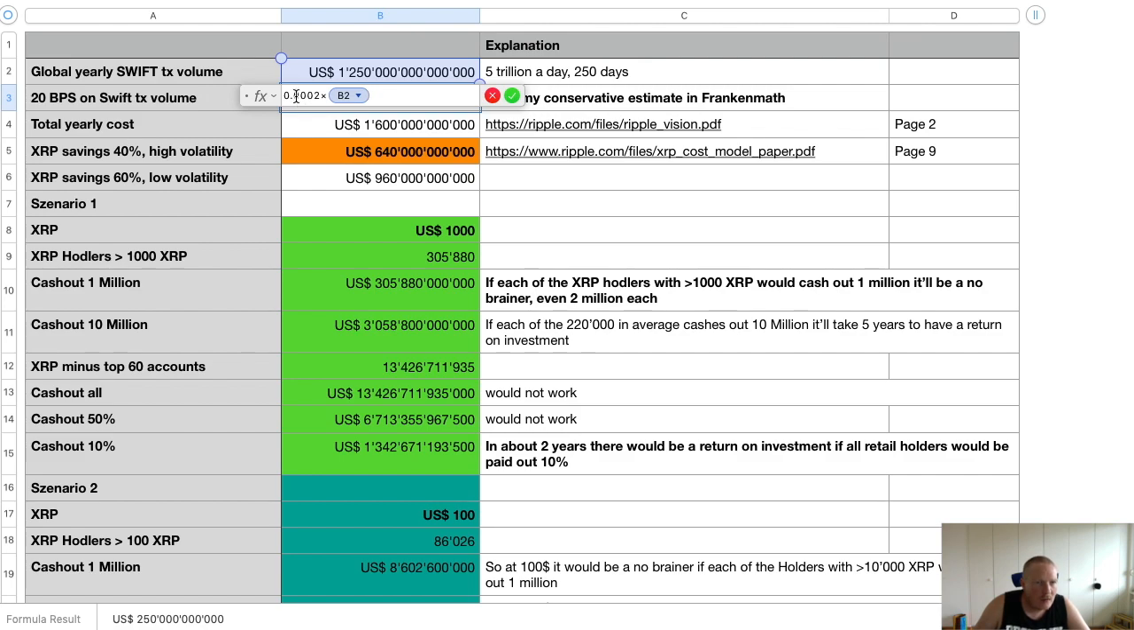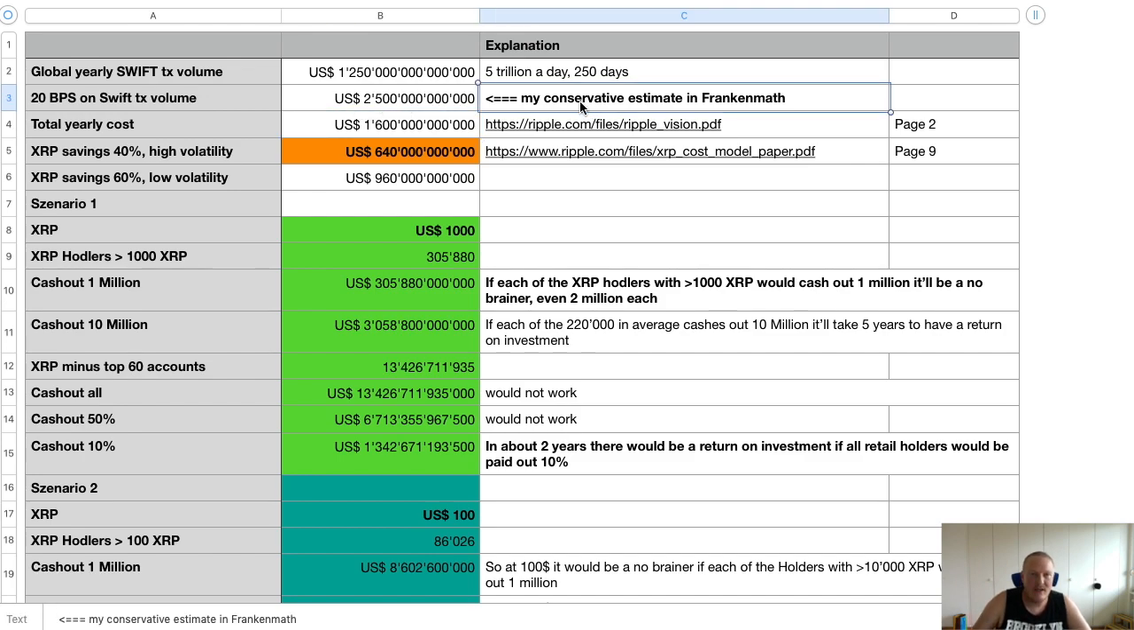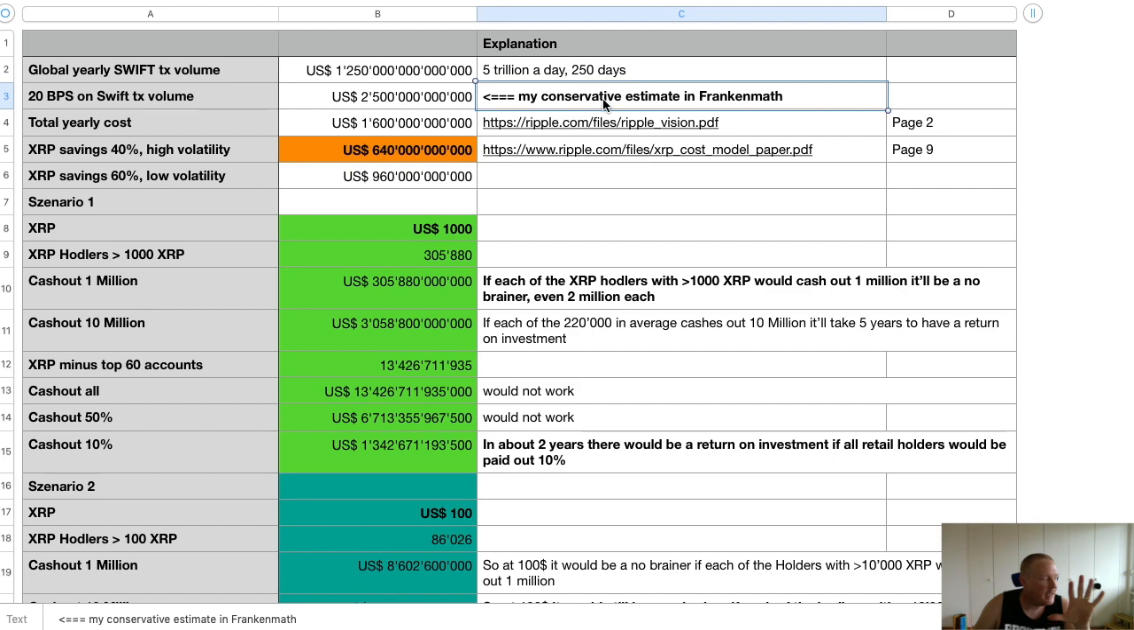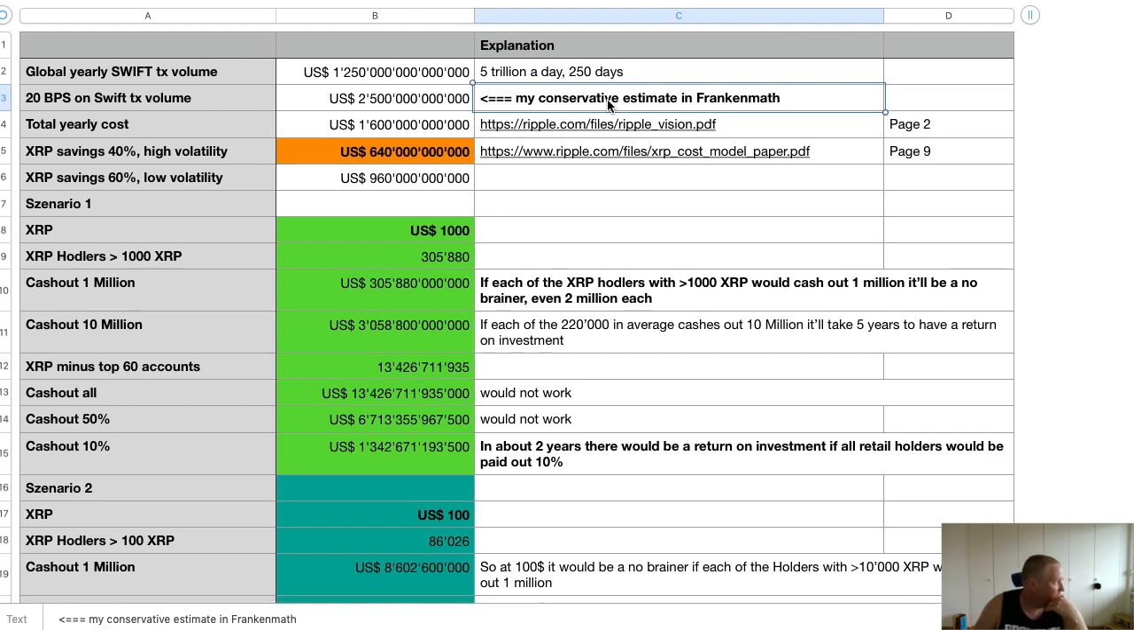I think I made a mistake, 100 basis points are a percent. No, it's correct. So that would be 1%. No, actually it's wrong. It should be like that. So the figure is actually even higher, which basically invalidates my conservative estimate in the Franken math video, where I stated that I'm assuming a worldwide cost of about 200 billion per year.